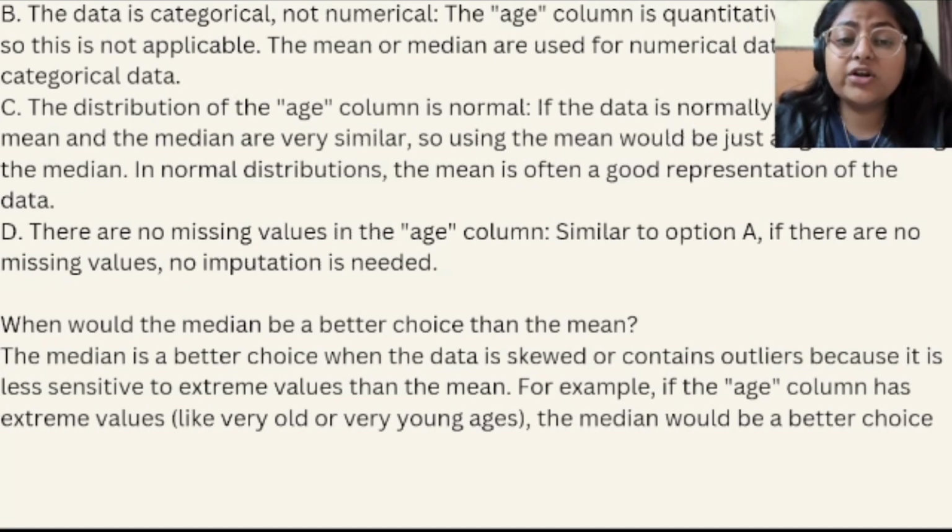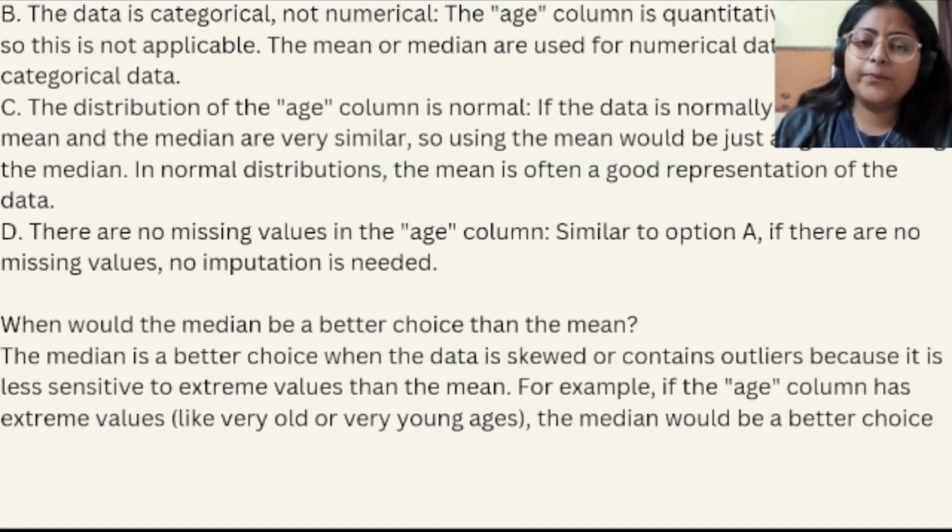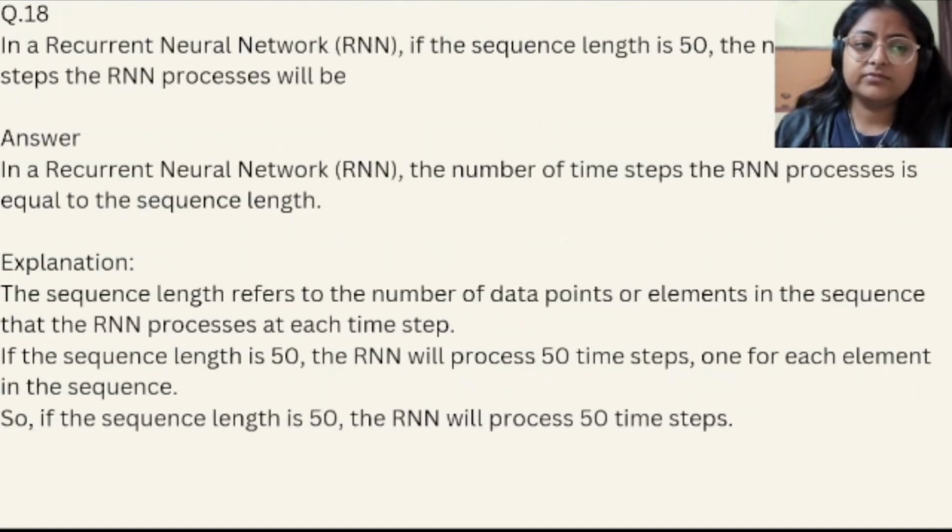Option C is incorrect because if the data is normally distributed, the mean and the median are very similar, so using the mean would be just as good as using the median. In a normal distribution, the mean is often a good representation of the data. Option D is there are no missing values in the age column and it is not suitable because, similar to option A, there are no missing values. No imputation is needed for this.